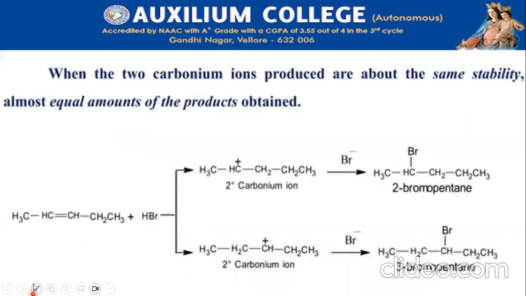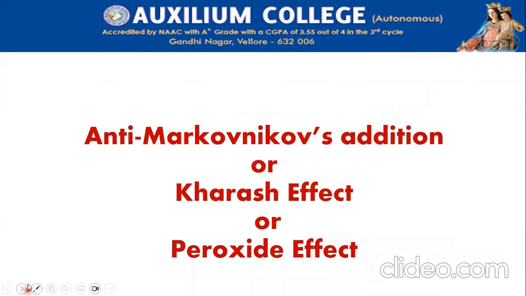So when the two carbonium ions produced are about the same stability, almost equal amounts of the products are obtained. For example, you're taking CH3CH double bond CH CH2CH3 plus HBr. It forms a secondary carbonium ion, and this also forms a secondary carbonium ion. So you can see when it is attacked, it forms 2-bromopentane and 3-bromopentane. So that's all about Markovnikov's addition of unsymmetrical alkenes.